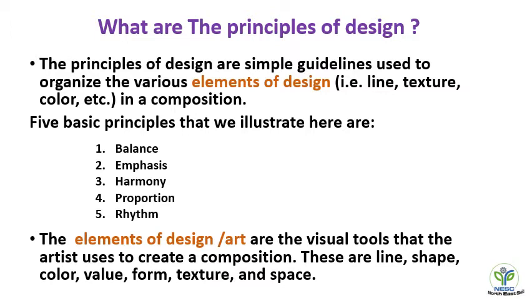The elements of art are the visual tools that the artist uses to create a composition. These are line, shape, color, value, form, texture, and space. The principles are concepts used to organize or arrange the structural elements of design. Again, the way in which these principles are applied affects the expressive content or the message of the work. The principles of design are the rules a designer must follow to create an effective and attractive composition.